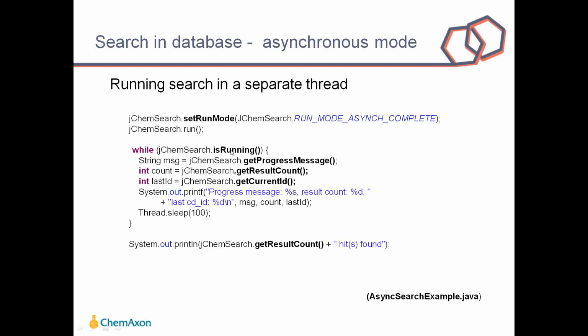And while the JChemSearch runs, you can ask its state. While it is running, you can get its progress message, you can get where it is, how many hits it has already found, and you can get the current ID. It shows the ID in the database, so the state of the database search: at which ID it has already reached and checked against the query. Finally, when it finishes running, you can print out the result count.